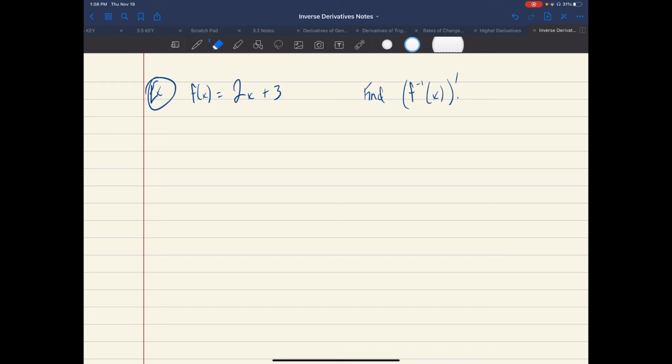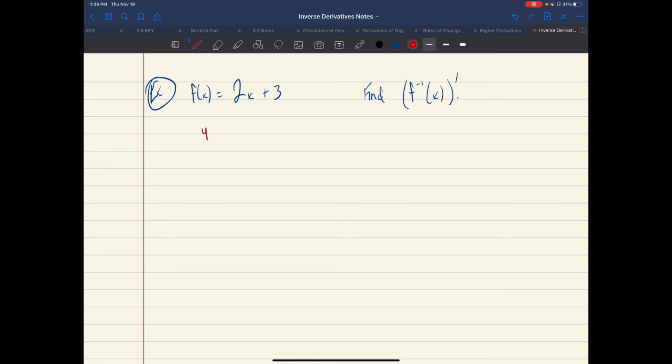Okay, in this example, f of x equals 2x plus 3. It's again one of those problems, since it's linear, we really don't even have to use the formula or anything. I already know the answer is 1/2. But what I will do is just show you in this example, solve for the inverse and then take the derivative of it. Because you don't always need that formula.